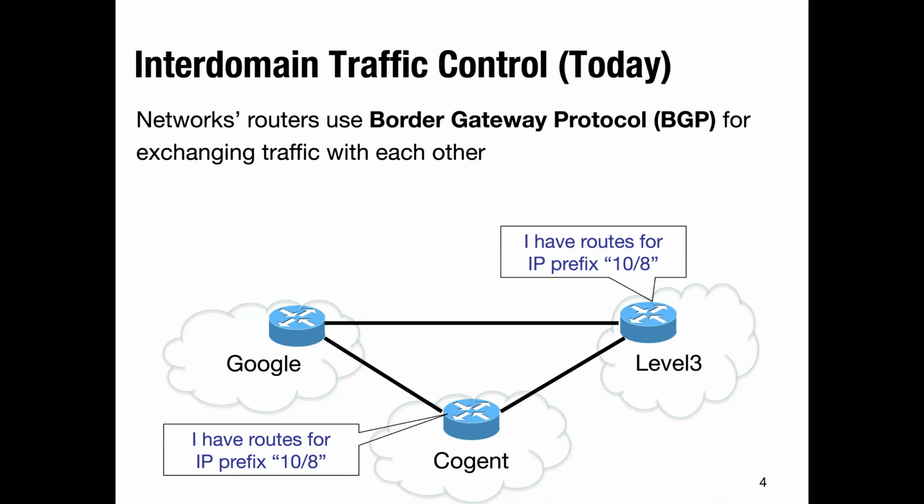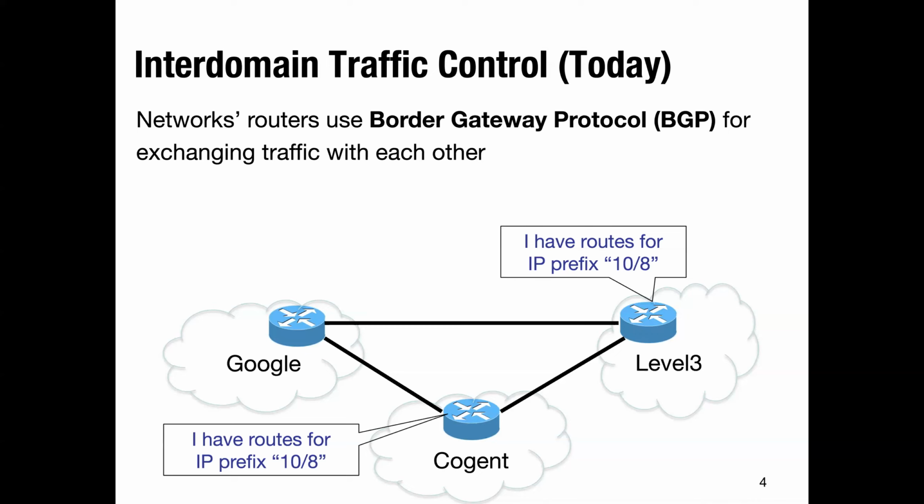In this case, Level 3 and Cogent are both advertising that I have these routes for 10/8. 10/8 basically means that the first 8 bits of the 32-bit IP address have the numeric value 10, and the remainder 24 bits can be anything. So that means it is representing a total of 2 raised to power 24 different IP addresses, right? So it is saying that any traffic matching this pattern of 10/8, I know a route to it, right?